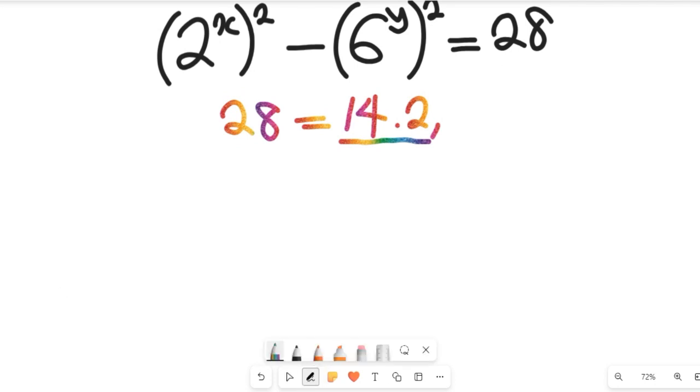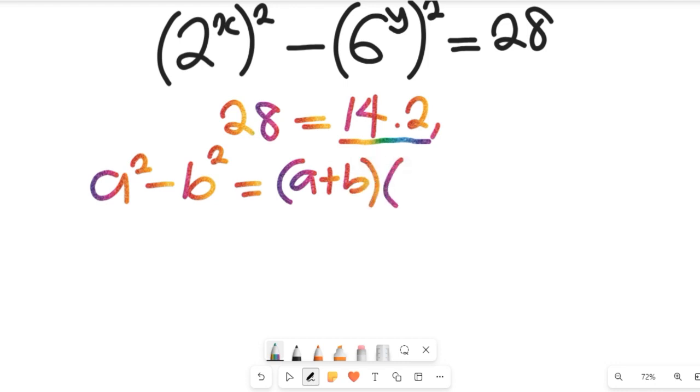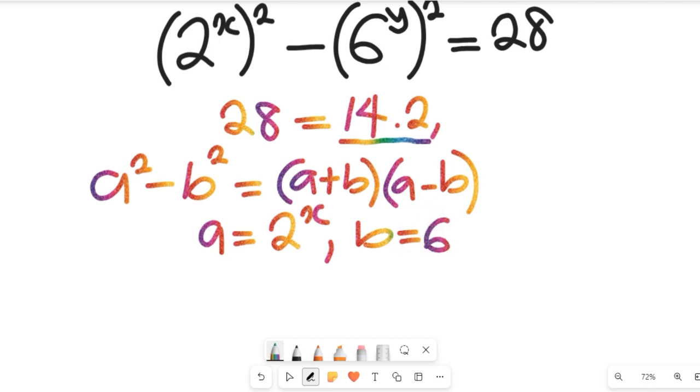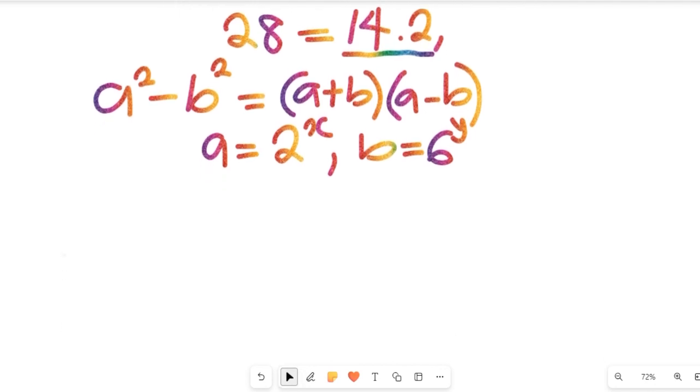Now I also want you to know another law of algebraic formulas: if you have a to the power of 2 minus b to the power of 2, this can be equal to a plus b, multiplied by a minus b. Good. Now remember that from that expression, your a will be 2 to the power of x because both of them are squared, and our b will be equal to 6 to the power of y. Great.